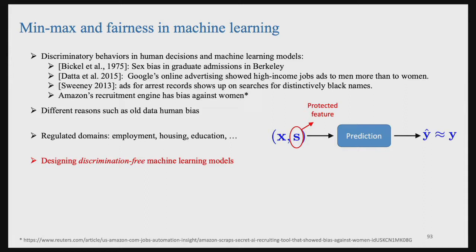So we have two goals in mind here. One is we want to make y hat close to y, a good prediction. Another is that we want to make y hat independent of s. I don't want my prediction to be dependent on the protected features. Question? All right.